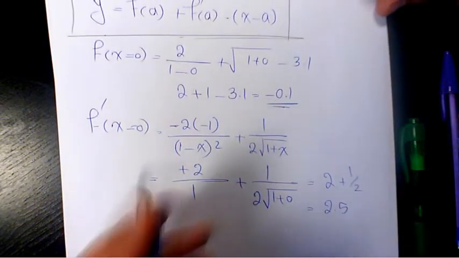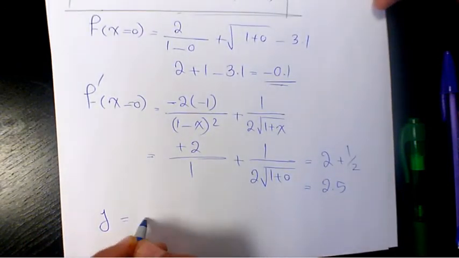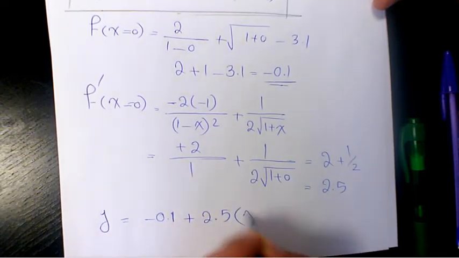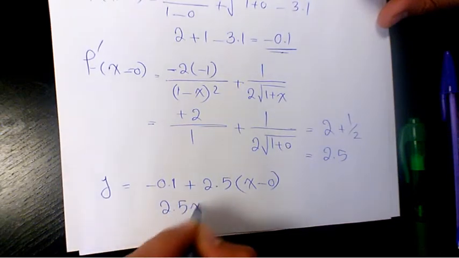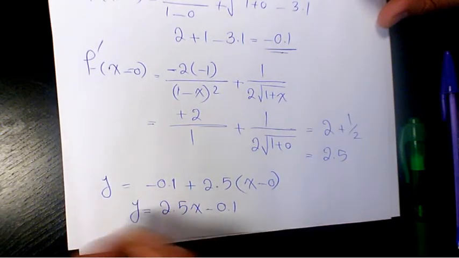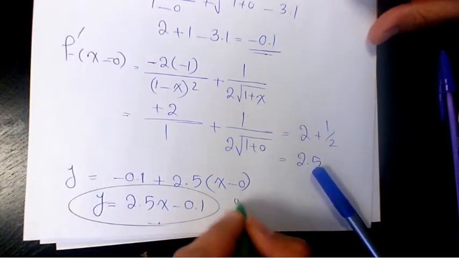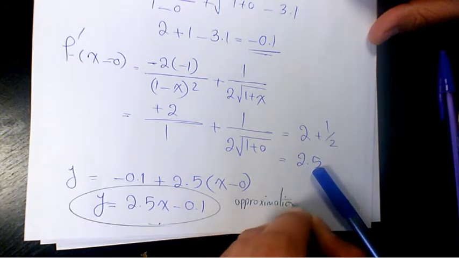So when you sub it in the formula, it's going to be y equals negative 0.1 plus 2.5 times x minus 0, which is going to be 2.5x minus 0.1. It's going to be equal to y. So that's the approximation function.